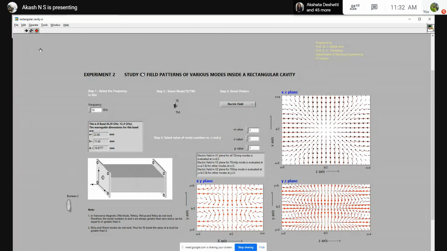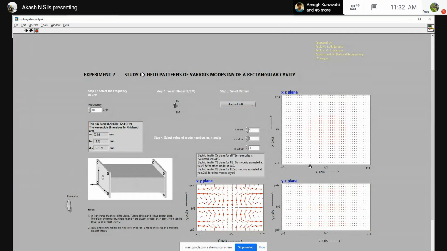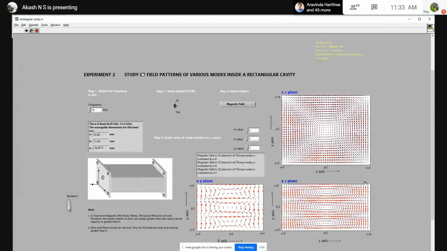This is the electric field pattern we can see over here. It is parallel to the x-axis, and here you can see it is symmetrical because of the definition of modes. And in the magnetic field, this is the magnetic field pattern, sir. It bounces, moving like this, and once it hits the surface, it bounces back, as we can see here in the YZ plane and in the XY plane. In the XZ plane, you can see it is moving in a circular pattern like this.